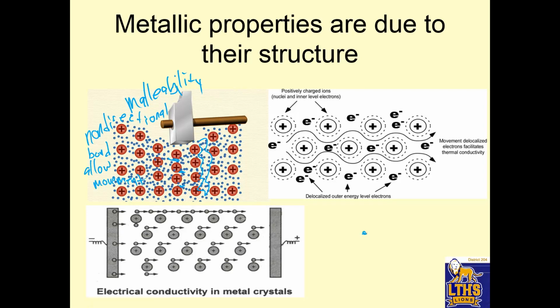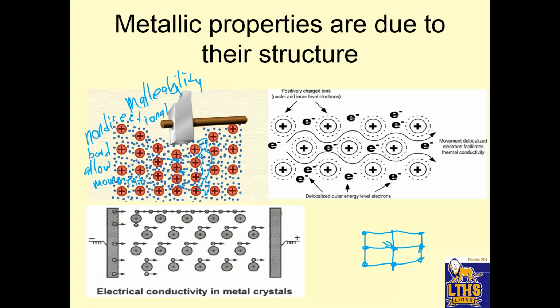Now I say that, but what is the other choice? The other choice is a lattice. So we talked about how network covalent bonds are outrageously strong. And remember, this would be three-dimensional. I can't break this. There's not movement available here.